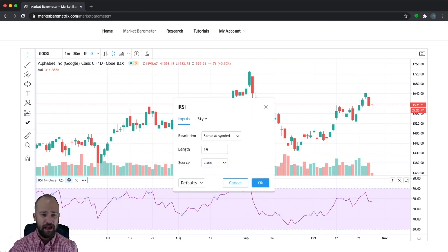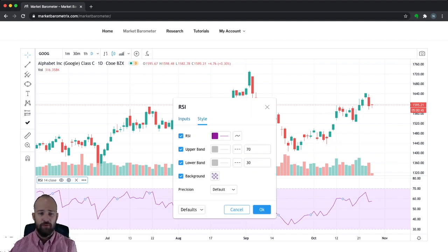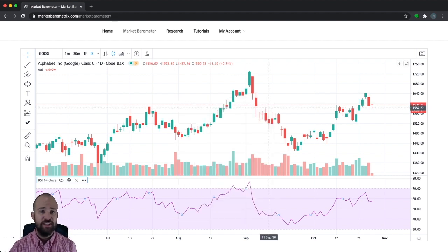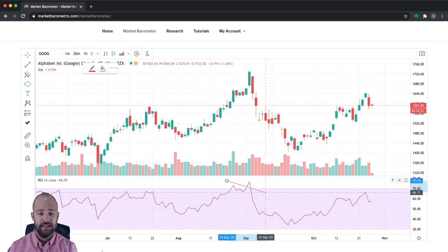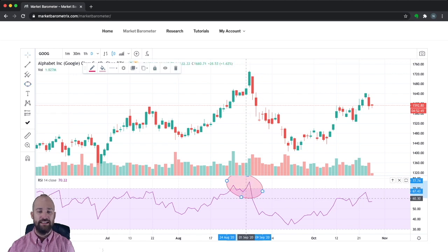You can change the look back period and you can change the overbought and oversold levels, but I typically just use the defaults because this is going to do a good job of giving us all the information we need. So the most basic way to read the RSI is to just look for overbought and oversold levels. So on this time frame, we actually reached overbought levels twice, once in late August and again in early September.